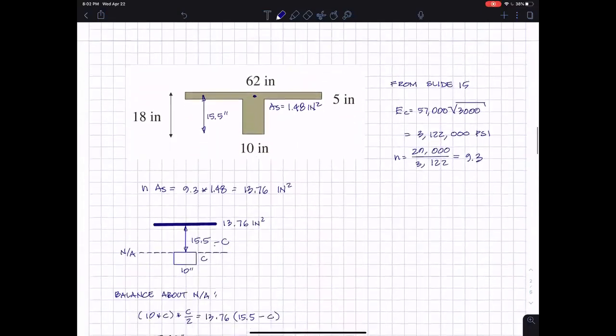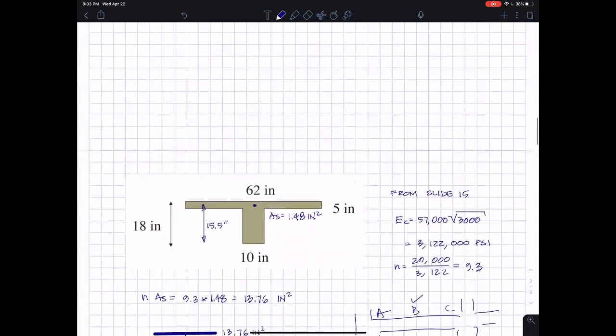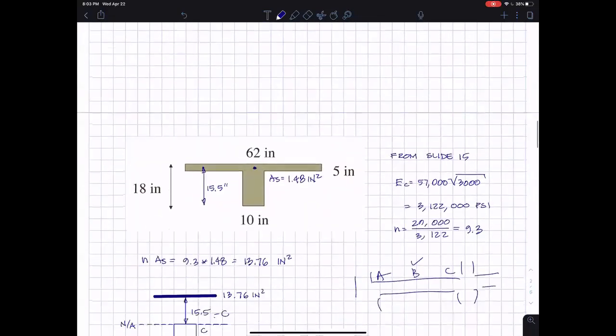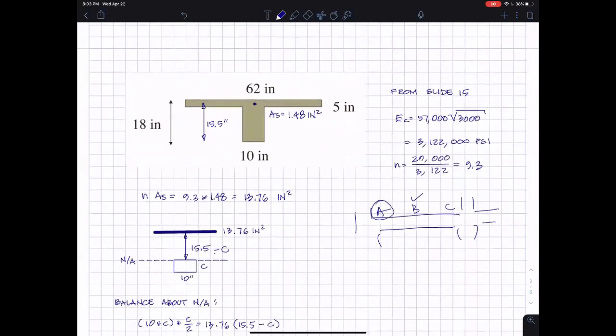You have to do this for that, which was for the positive moment. This is for the negative moment. And if you remember from the beam, it looks something like this, I think. That was A, B, and C. So we just did B. The cracked moment of inertia was 2,900. Now we're going to do A.